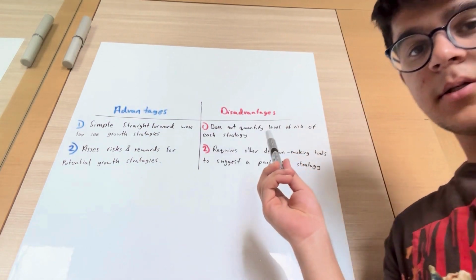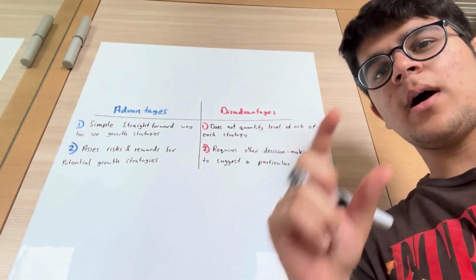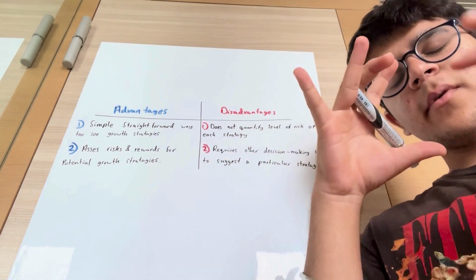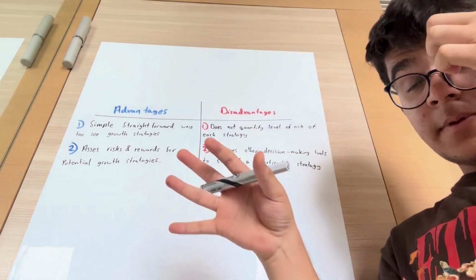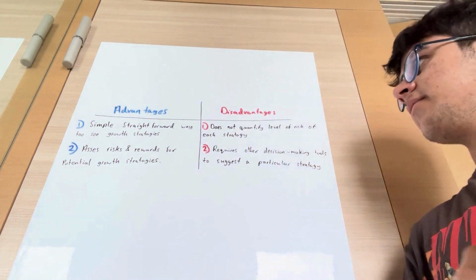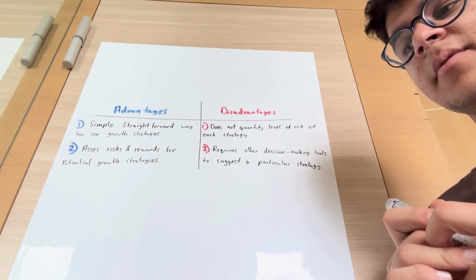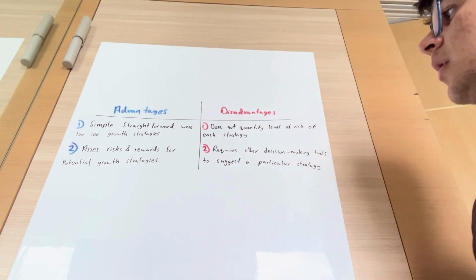Now, a disadvantage. It does not really quantify the level of risk you have in your strategy. It gives you a vague estimate of each segment, like moderate, minimal, and high, but it does not really quantify the level of risk, which can really impact the accuracy of your decision.